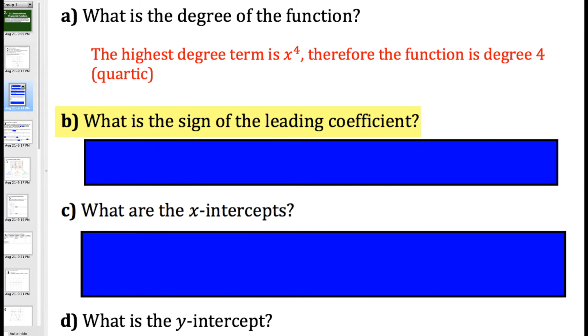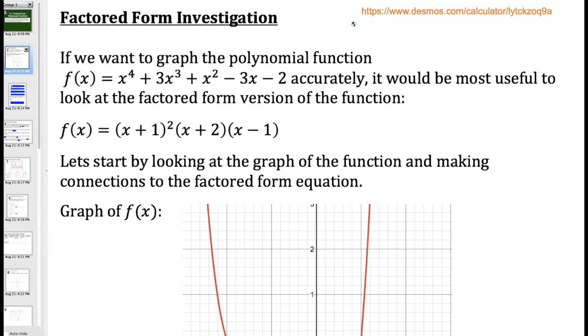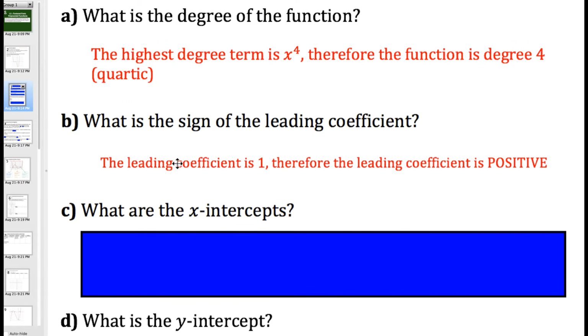Part B says, what is the sign of the leading coefficient? Well, what's the leading coefficient of that x to the 4 term? Well, we don't see it, but it's there. It's a 1, and that's positive. So the leading coefficient is 1, so therefore the leading coefficient is positive. Here's what we want to focus on.